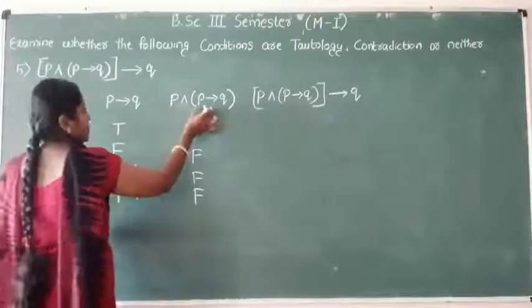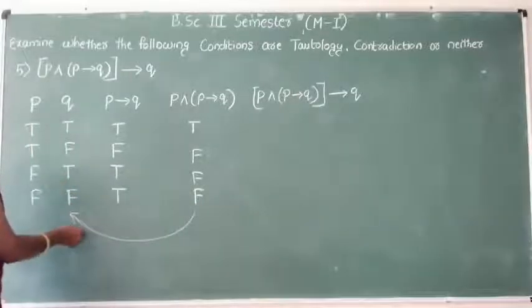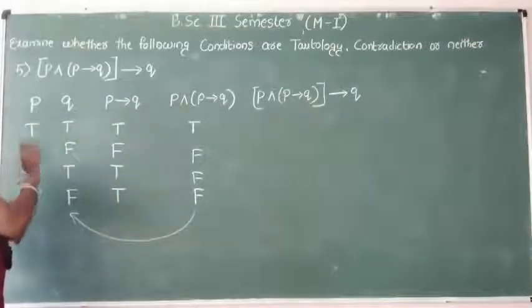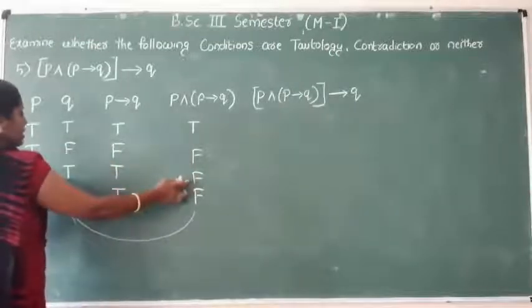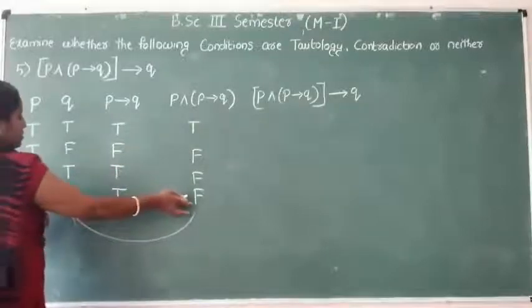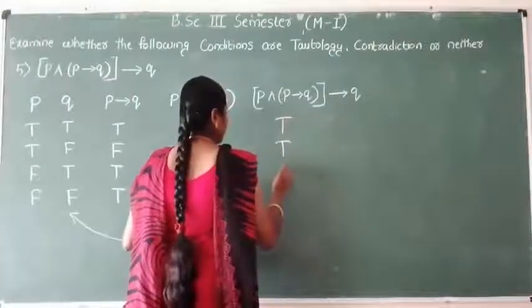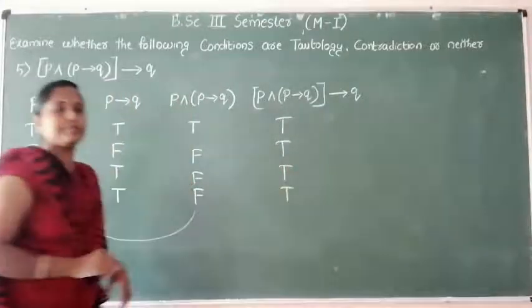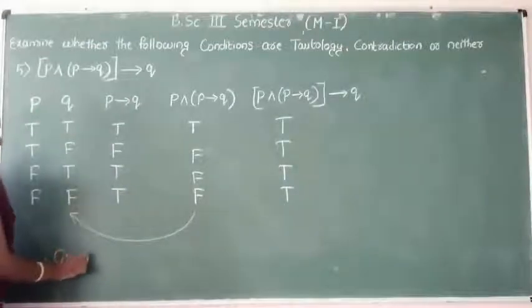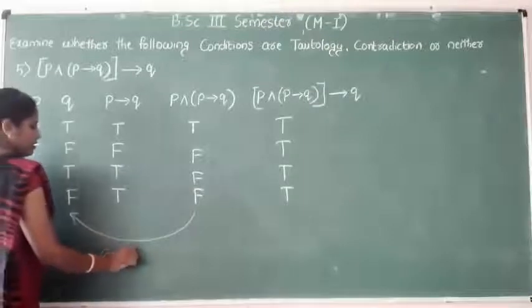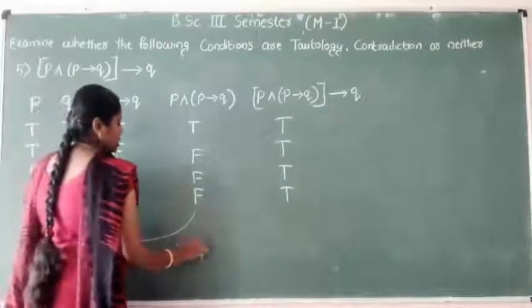Right? After that, P and (P implies Q), that implies Q. So we have to come from this to this one. In the implication, true, false, no such term is there; true, false, no such term is there. So, all becomes true. Therefore, the given condition is a tautology.